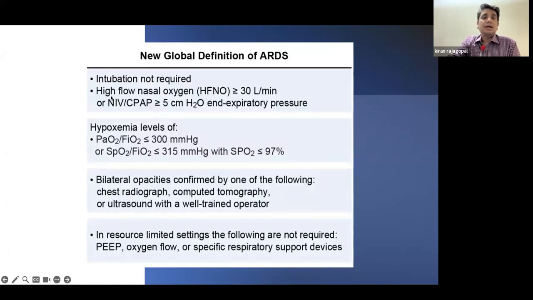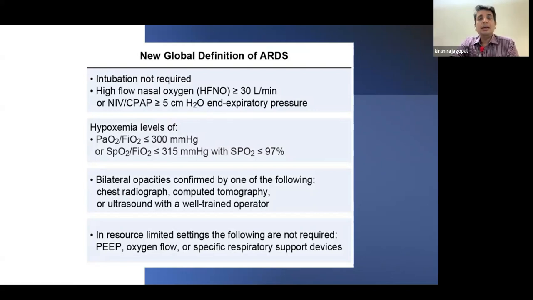They added an HFNC flow rate of more than or equal to 30 liters per minute. If the patient is on an HFNC requiring a flow rate of more than or equal to 30 liters per minute, or on an NIV with a CPAP of more than 5, then we can classify it as ARDS.